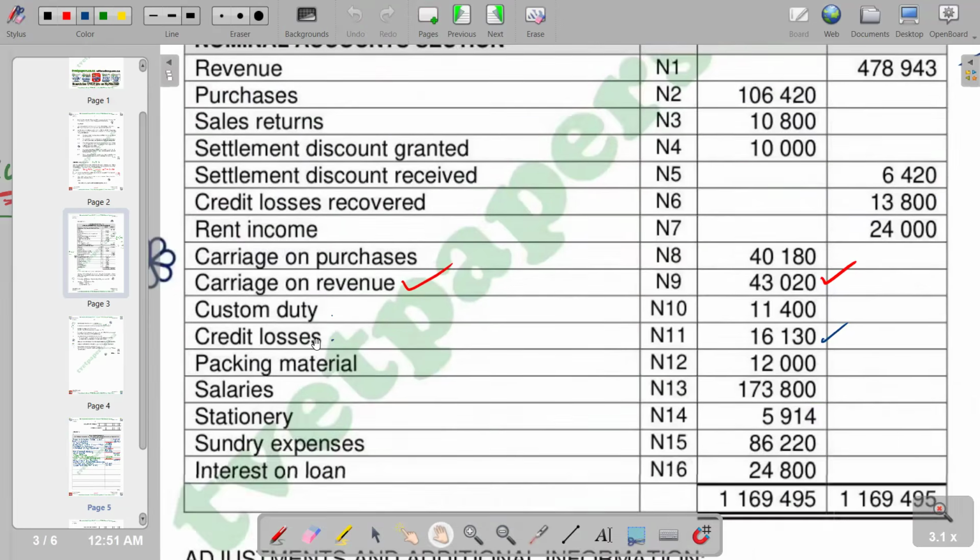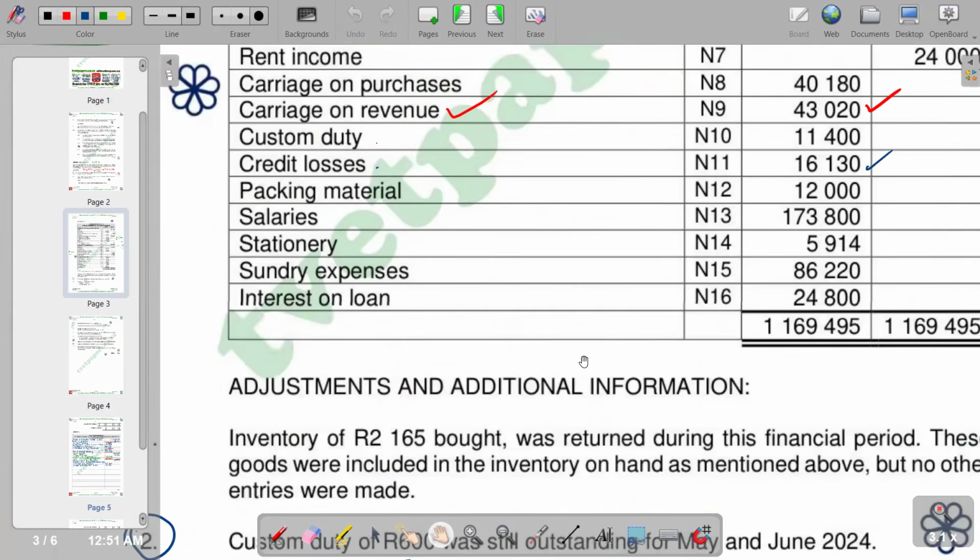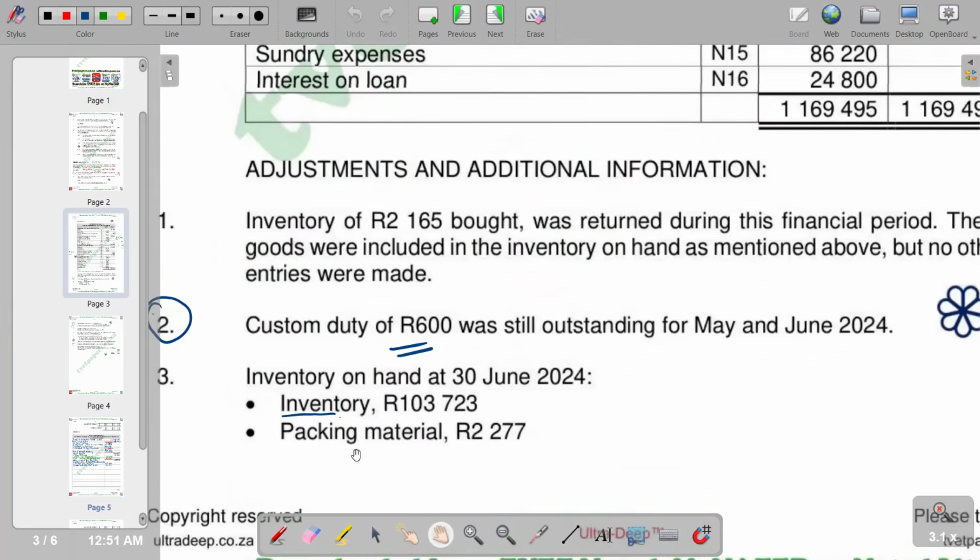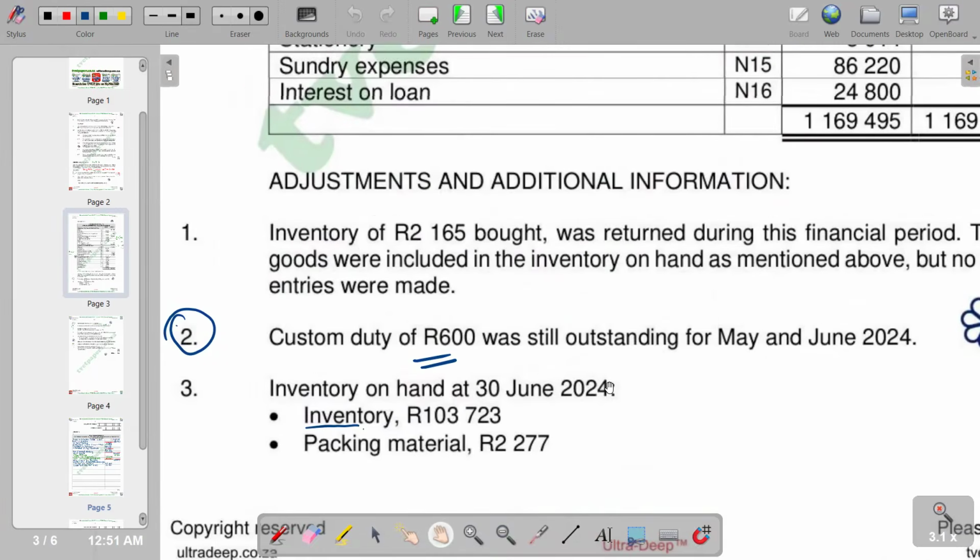So after credit loss, we do have packing materials. So packing materials, obviously, 12,000 indicates packing material that was bought. So the expense part that we need is packing material that was used. So how do we find it? We say what was bought minus what is remaining at the end of the period. So we go to the extra information to check if you have got packing material that is remaining at the end of the period, to subtract it from what was bought to get the used part. So we go back down. So we see that we've got packing material that is remaining inventory on hand at 30th June 2024.